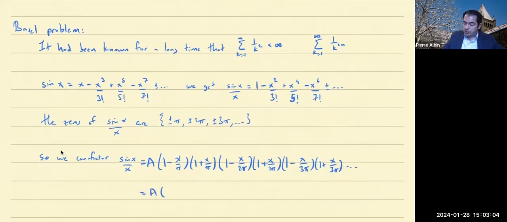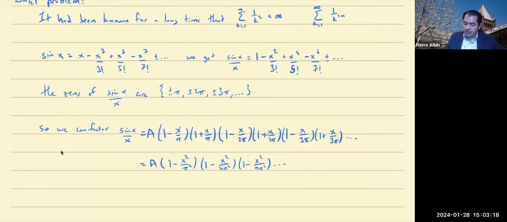right? And multiplying contiguous factors together, I get 1 minus x squared divided by pi squared, 1 minus x squared divided by 4 pi squared, 1 minus x squared divided by 9 pi squared, and so on, right? So I left this constant a because when you know the roots of a polynomial, then you know that these things factor it, but that still leaves some multiplicative constant undetermined. However, in this case, from knowing that the limit when x goes to 0 of sine x over x is equal to 1, we conclude that a has to be equal to 1.